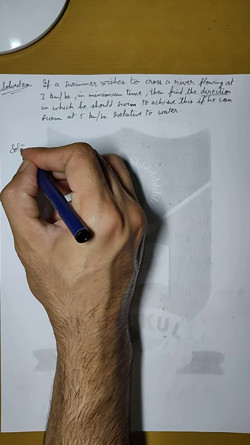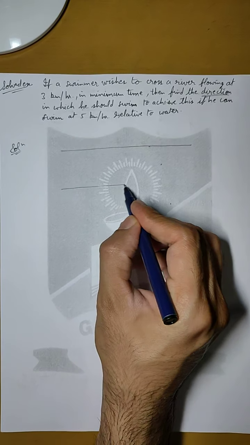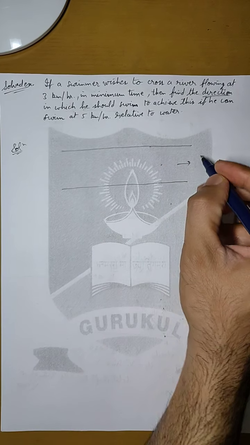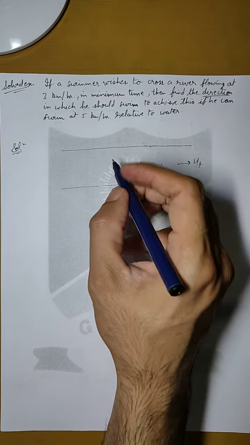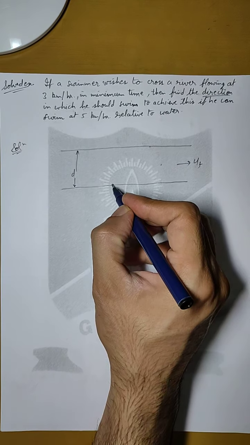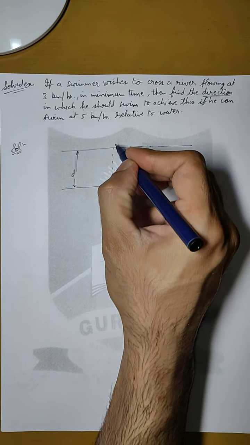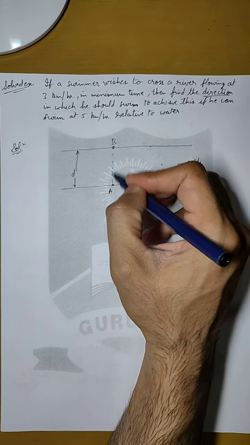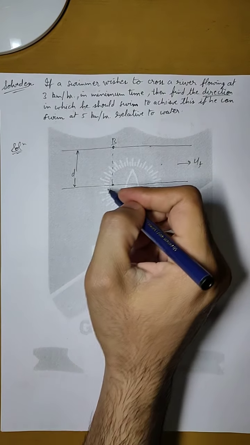So first let us draw the diagram, the real situation diagram. Let us say that if this is the river, it is flowing in this direction with velocity uf, and the swimmer jumps, this is the width of the river, swimmer jumps inside the river from point A, and this is your point B, diametrically opposite to A.